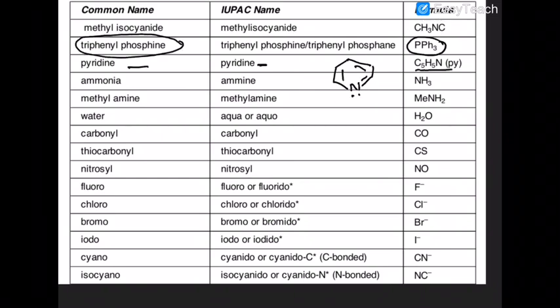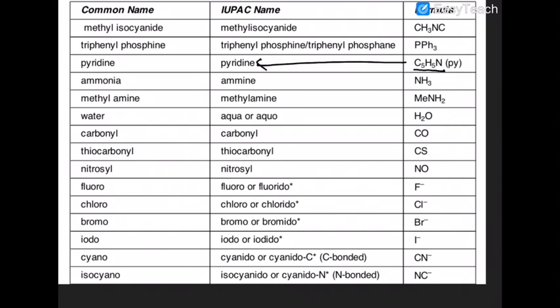So look at that. This is PPh3. What is that called? This is called triphenylphosphine. Then you have C5H5N. This is called pyridine. It is called pyridine.